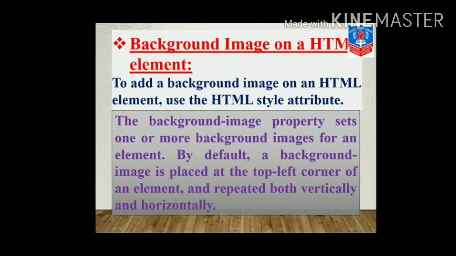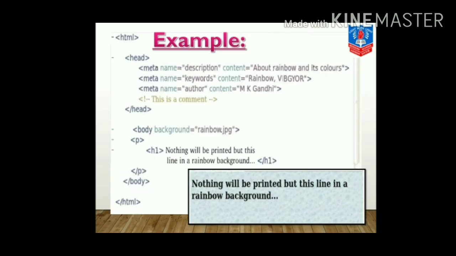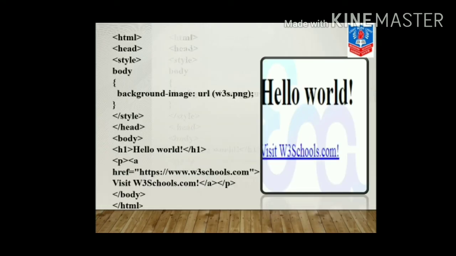Here in the image, an example of a background image is presented in front of you, children. Here you can see the output in a black color border, where the rainbow color bubbles are behind the contents, behind the text. That is a background image. Same in example 2, you can see, children, behind Hello World or visit w3school.com, a background is given. Got it, students?